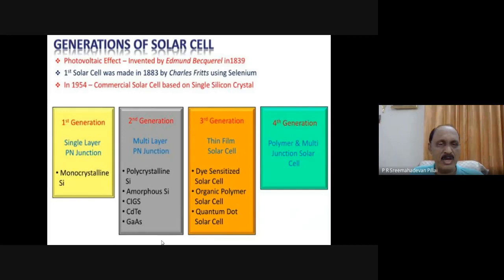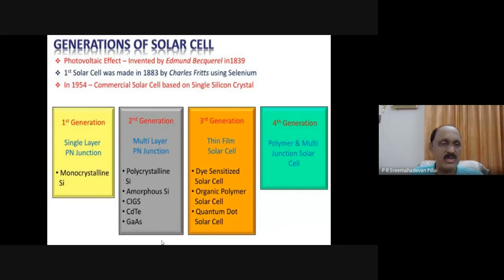And the solar cell was made in 1883 by Charles Fritz. And in 1954, we started the commercial use of solar cells. And now, only 10 years back, it has become comparatively cheaper. But it is expected that within 10 years, the present price of the solar cell and the solar cell storing battery will come down to 50% of what it is right now. Only thing is, it may take a decade more.